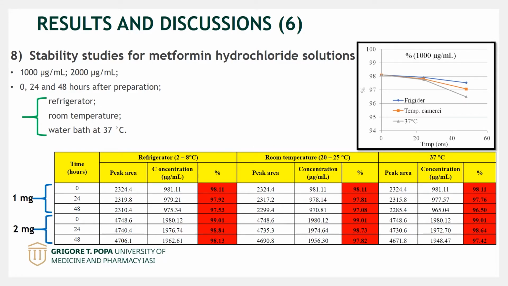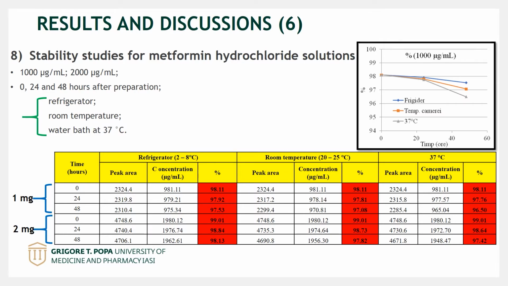Solutions of 1,000 micrograms per milliliter and 2,000 micrograms per milliliter were analyzed under the method at intervals of 0, 24 and 48 hours after preparation, the solutions being stored in the refrigerator, at room temperature and in a water bath at 37 degrees Celsius. By integrating the obtained chromatograms, the areas of the peaks corresponding to metformin hydrochloride were determined. Then, using the equation of the regression line, the concentration in metformin hydrochloride was calculated.